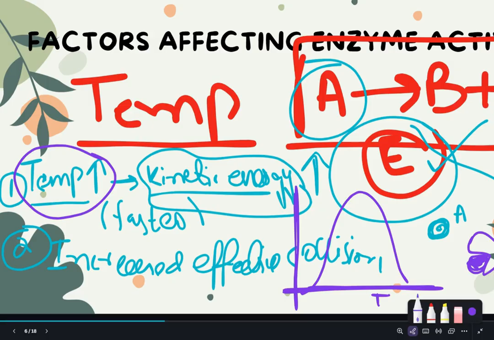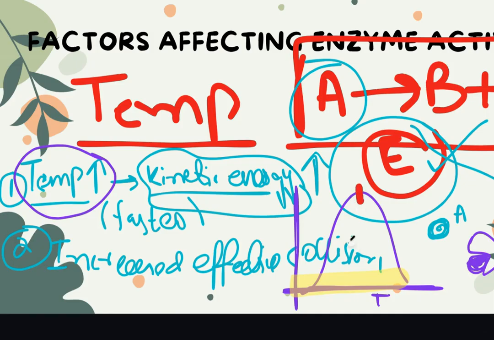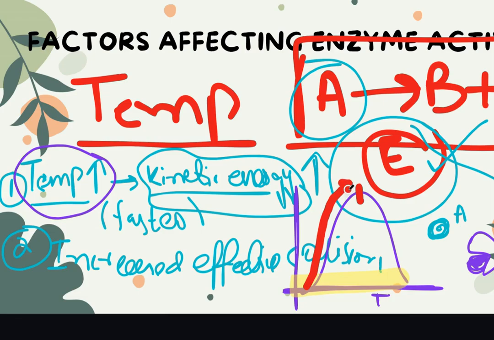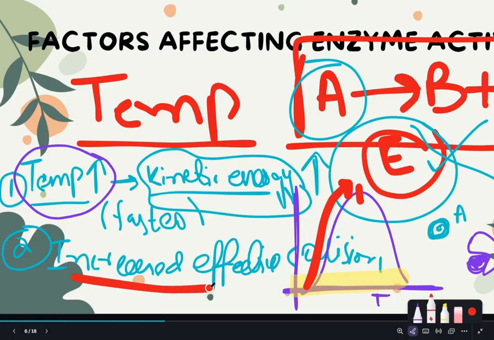So you see over here that as I am increasing my temperature, note, as my temperature is increasing till this point, only till this point, my rate of enzyme activity is also increasing. Why? Because of increased kinetic energy, and that increased kinetic energy is increasing my effective collisions.